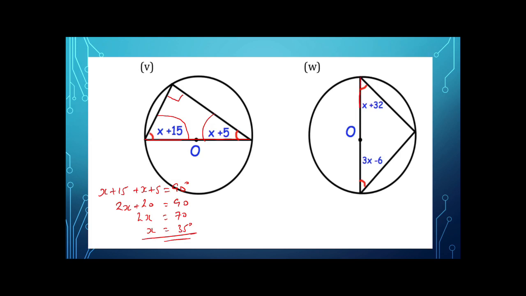This question here now, this is a diameter as it passes through the center of the circle, and therefore we know that this is 90 degrees, so the other two angles must also add up to 90 degrees. So we form an equation which we're going to solve. x plus 3x, we're adding like terms, so 4x, and then 32 minus 6 is plus 26, and that gives us 90 degrees. If we subtract 26 from both sides, that gives us 64, and then divide by 4, and x is 16.